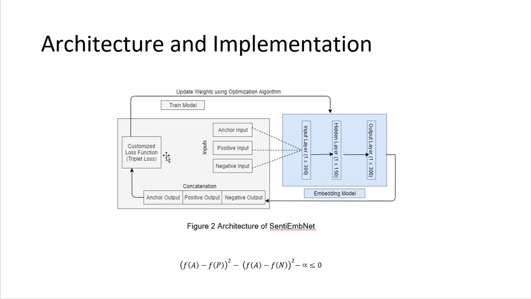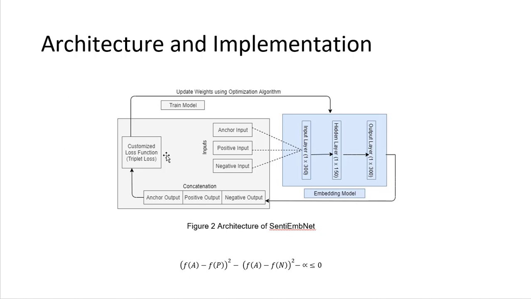The embedding model consists of an input layer, which will have the dimension 1 by 300, then a hidden layer of 1 by 150, and an output layer, where again we have 1 by 300 dimensions. Means the input layer will have 300 neurons, the hidden layer will have 150 neurons, and the output layer will have 300 neurons. The output is provided after the concatenation. So anchor output, positive output, and negative output will be concatenated and passed to the customized loss function.